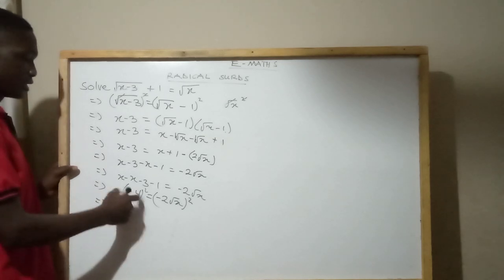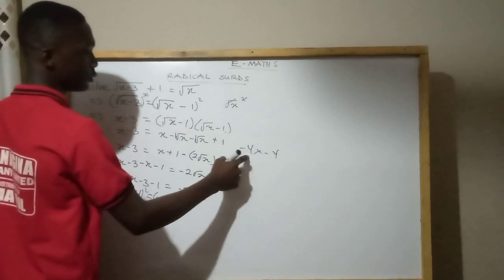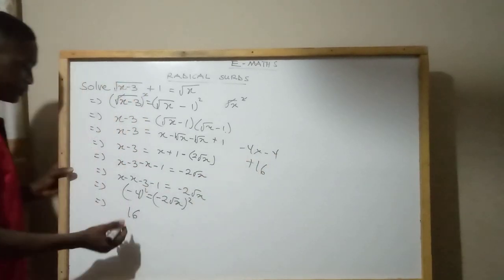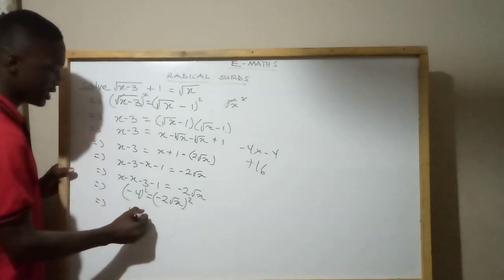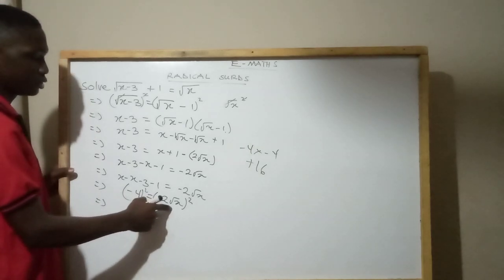So negative 4 squared gives 16. Negative 4 times negative 4. So 4 4s are 16. So you get 16 here is equal to negative 2 root x, negative 2 root x squared.